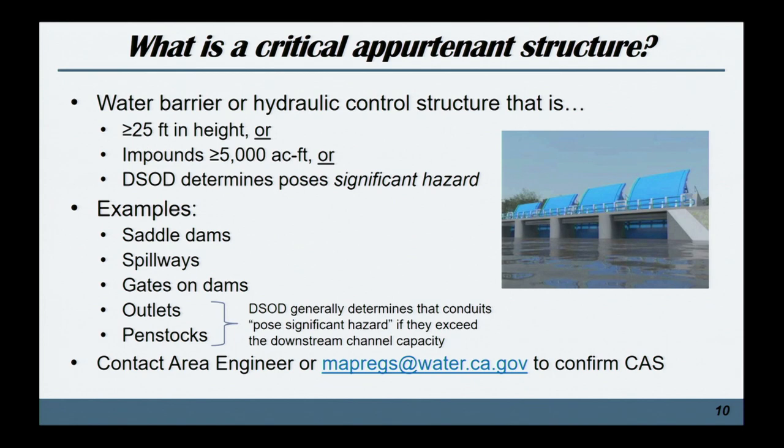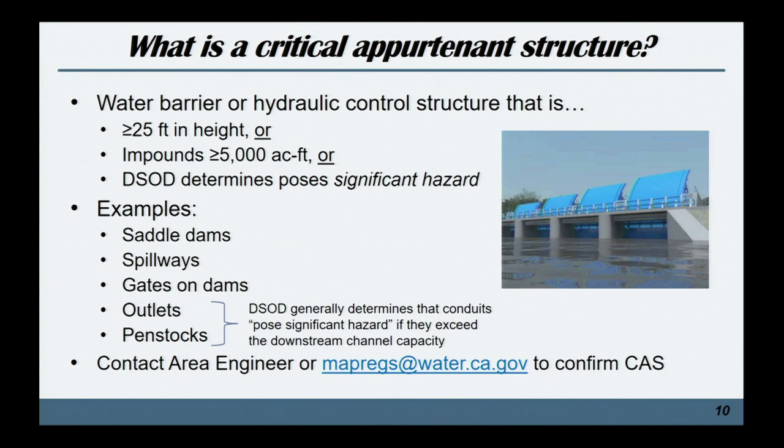Critical appurtenant structures are required by SB 92 to have inundation maps. SB 92 also added a definition of what a critical appurtenant structure is, but there are still a lot of questions because dams have many different types of structures, so we clarified that in the regulations. The first three bullets, 25 feet or greater in height, impounds 5,000 acre-feet of water or more, or DSOD determines poses a significant hazard, are all in the water code.